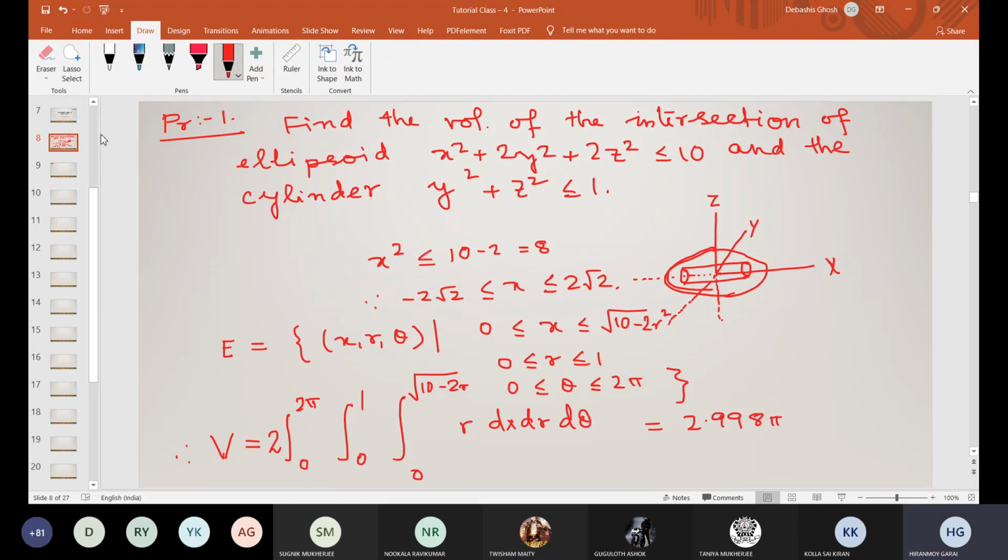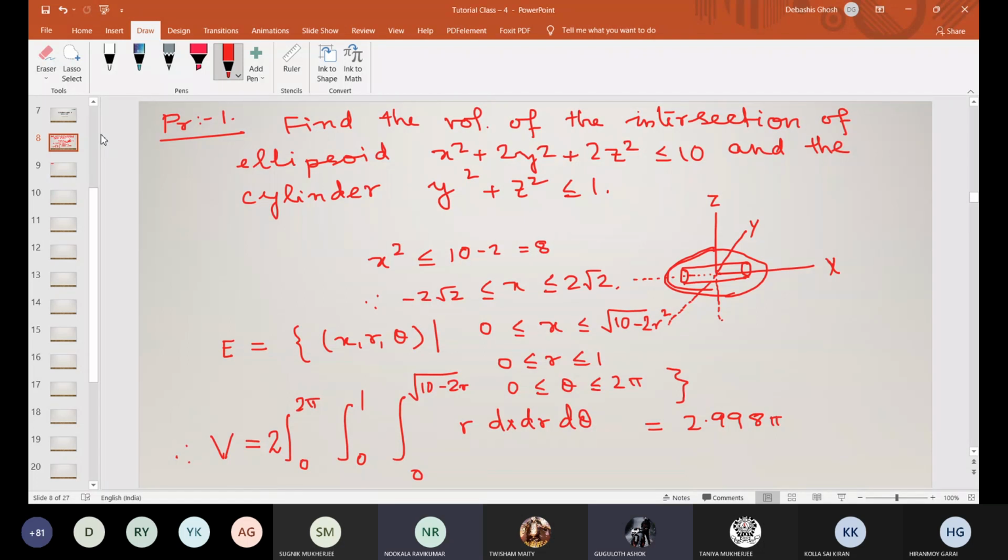Y equals r sine theta and z equals r cos theta. That is 2 if you take common, 2r square, we get 1. So x square is less than or equal to 10 minus 2r. That is minus under root of 10 minus 2r to plus under root of 10 minus 2r. We take that from 0 to under root of 10 minus 2r. Then we can do that integration, and the whole circular portion will give you that.